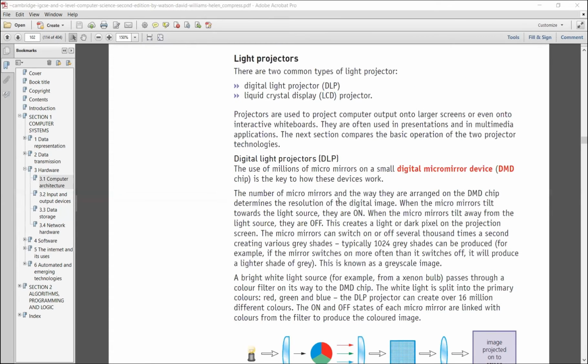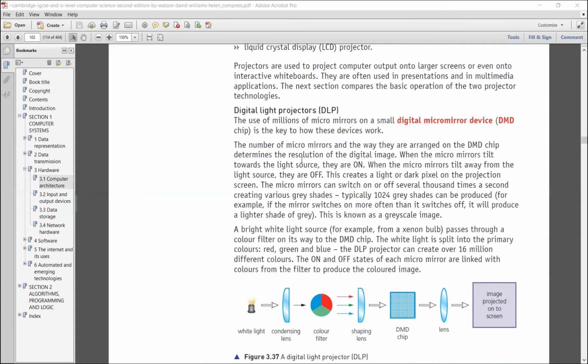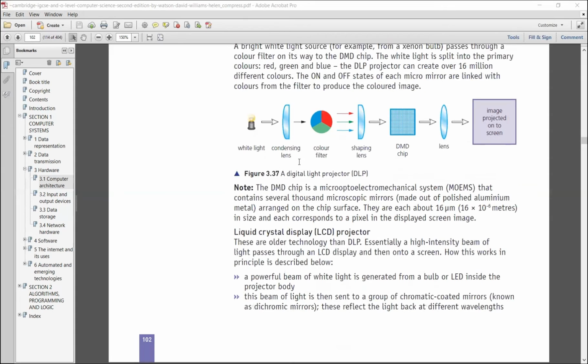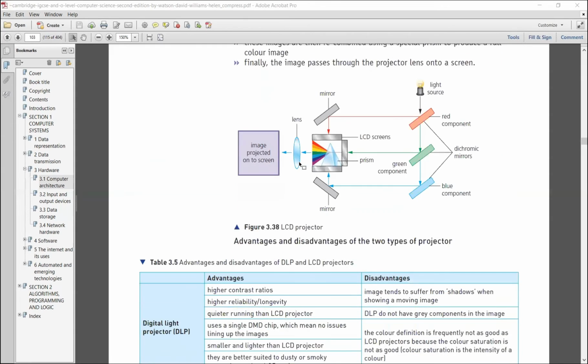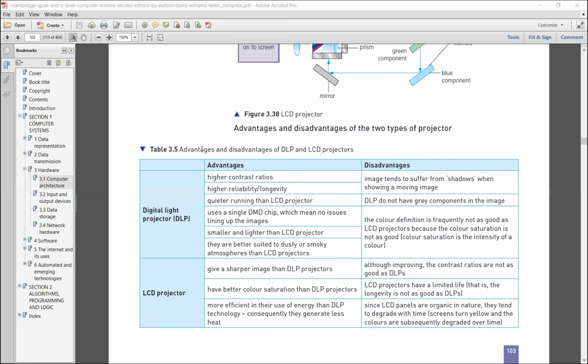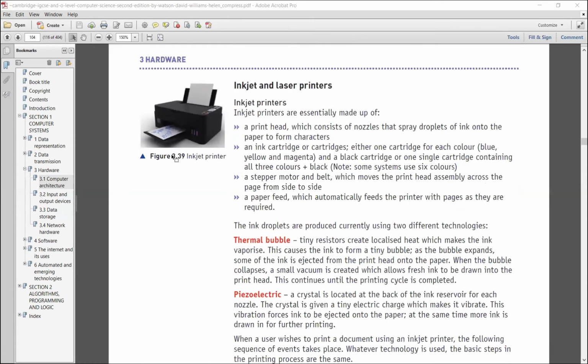Projectors, what are projectors meant for? What is the main task of a projector? They are meant to give you outputs to a larger audience. Whenever you need to give the output to a larger audience, then we go for projectors, the way we have it in schools, just to address a larger audience. Now moving on to the advantages and disadvantages, you can just very slightly go through the advantages and disadvantages of digital light projectors, which are DLPs, and LCD projectors also, but not in detail.